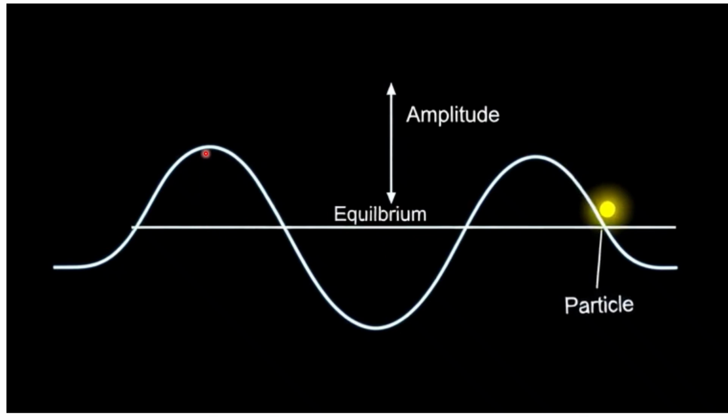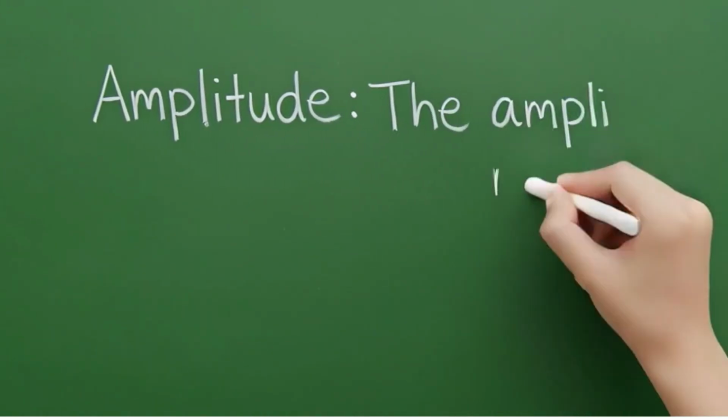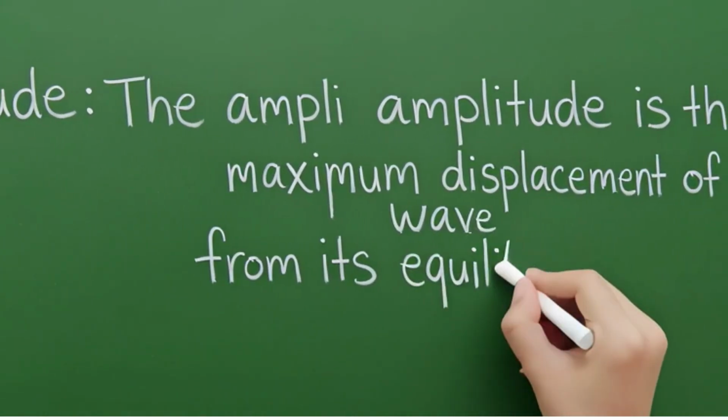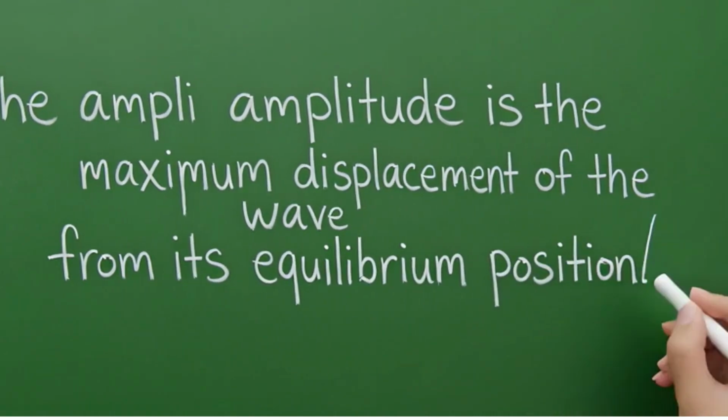the peak point is called the amplitude of the wave. The distance between equilibrium and the peak, either positive or negative, the maximum distance between equilibrium and the peak point, is called the amplitude of the wave. So here we can write down the definition of amplitude. The amplitude is the maximum displacement of the wave from its equilibrium position.